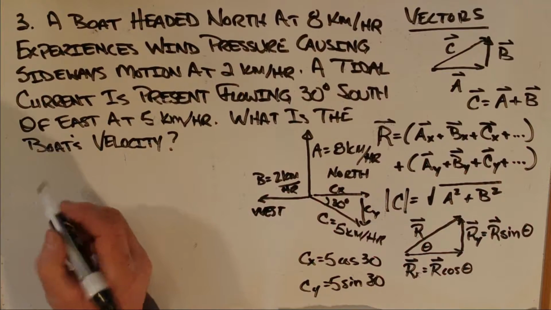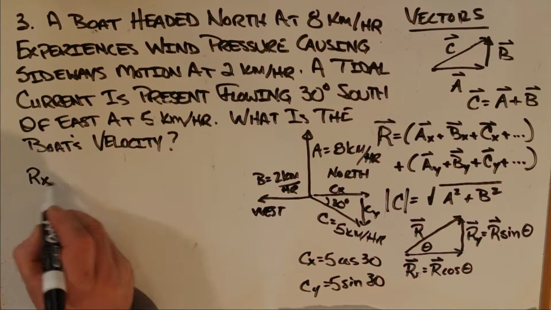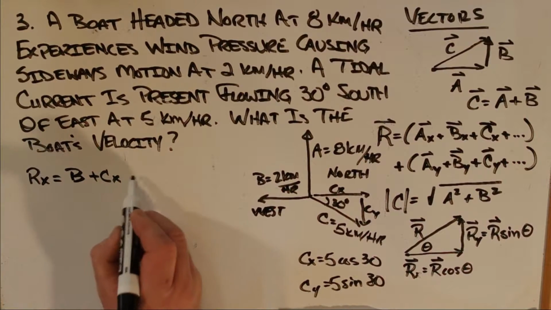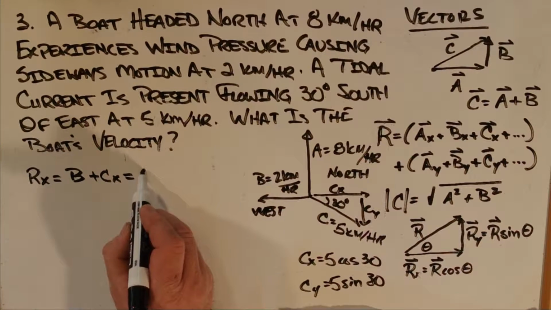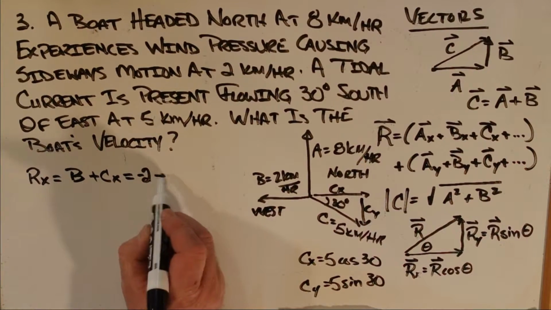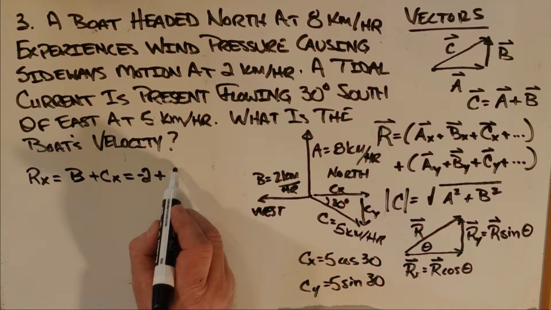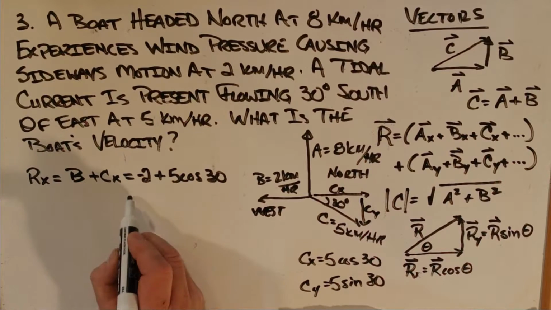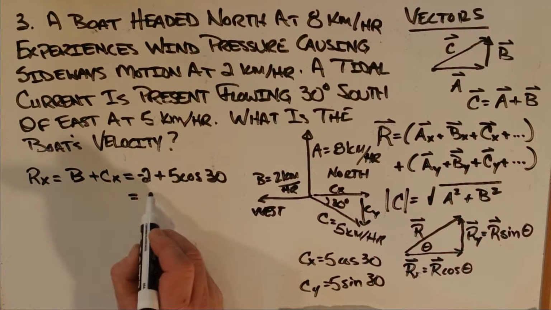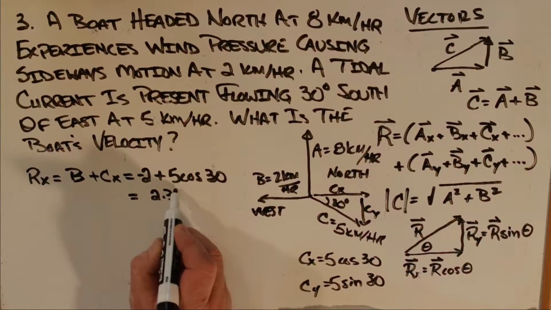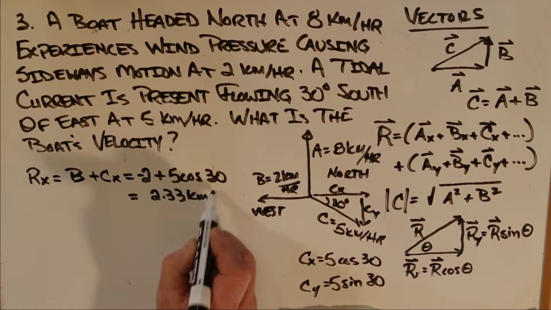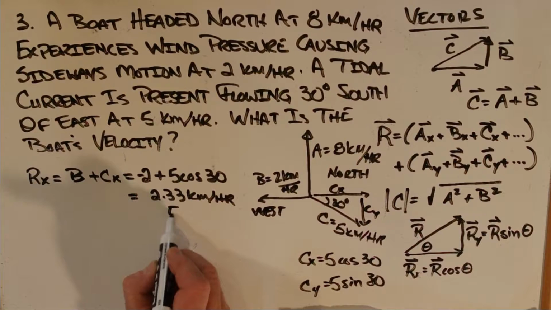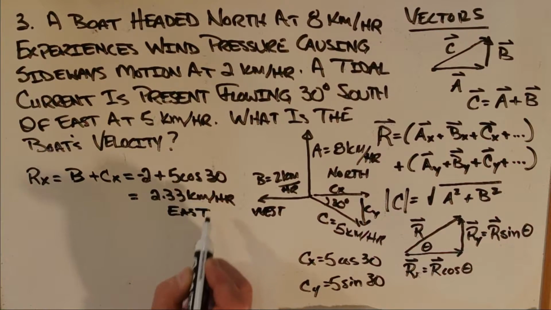And so we can sum all these vectors up, all the vectors in the x direction and all the vectors in the y direction. So we have r sub x, or r in the x direction, is going to be b plus c in the x direction. B again, -2, since we're doing west is negative and east is a positive direction. So -2 plus 5 cosine 30, that is equal to 2.33, and the answer is going to be in kilometers per hour, since that's the units we've used throughout.